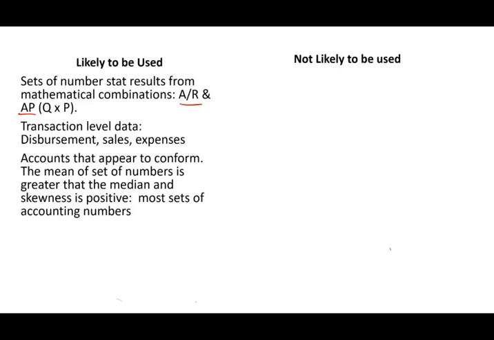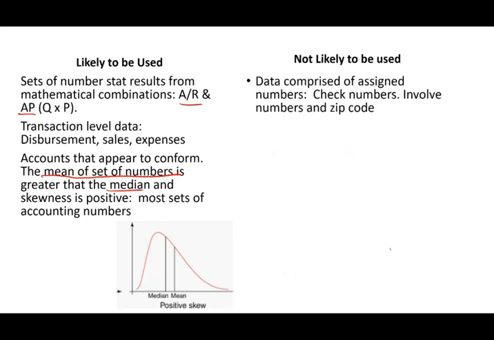When do we use Benford's Law in accounting, fraud detection, or internal control? It's used on sets of numbers that result from a mathematical combination, like accounts receivable and accounts payable, where you take the quantity purchased or sold times the price, because you're not really looking at one number, you're looking at the combination, as it's produced as a result of two numbers. Transaction-level data, disbursements, sales, and expenses are the same. Also accounts that appear to conform, like accounting numbers, which should have a trend, or where the mean of the set of numbers is greater than the median and it's skewed to the positive, which is true of most accounting numbers. You'll have a lot of transactions around the price, then some transactions that are more than the average, so it's skewed to the positive.